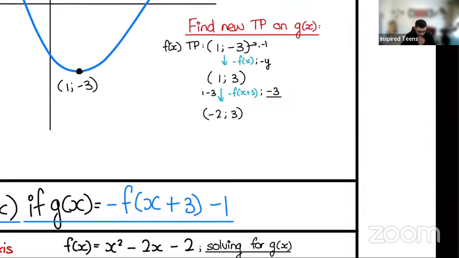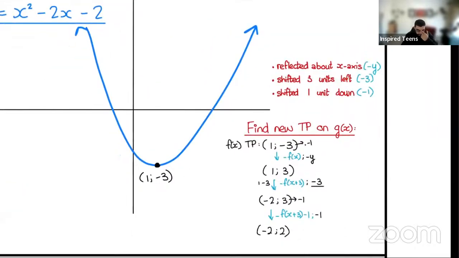And that's exactly what we're going to do to make the next change. The next change is finally negative f of x plus 3. We're going to add that -1. So in this case, what am I going to do? I'm going to subtract 1 from my y coordinate. So it's going to be 3 minus 1. So this final coordinate becomes (-2, 2). So that's basically using transformations to find a new coordinate on the new graph. In this case, we found the new turning point on g of x, just by transforming the actual coordinate.